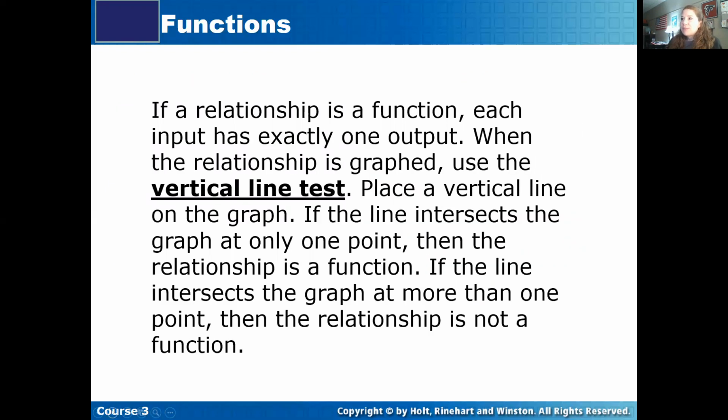So if a relationship is a function, each input has exactly one output. When the relationship is graphed, we can use what we call a vertical line test. So we're going to take the picture and place a vertical line through our picture. If our vertical line intersects our graph at only one point, the relationship is a function. If it goes through the picture more than one time, it's not a function.